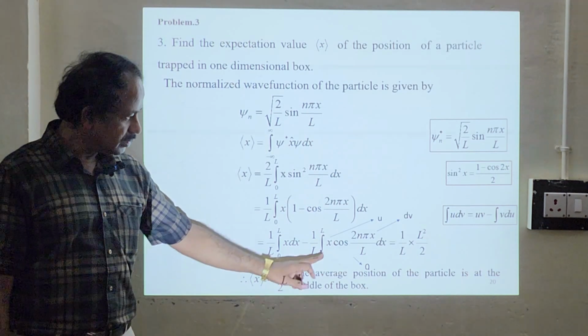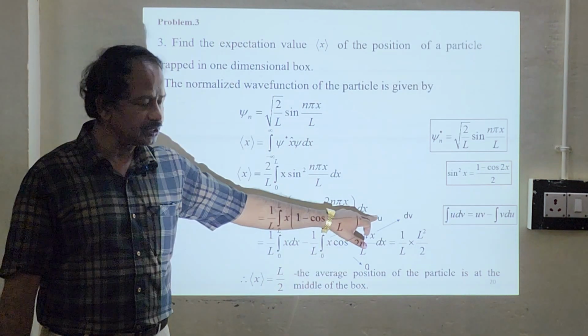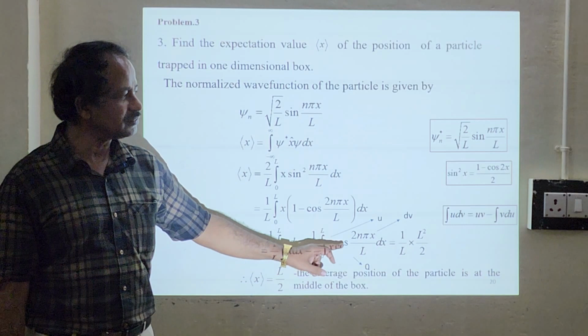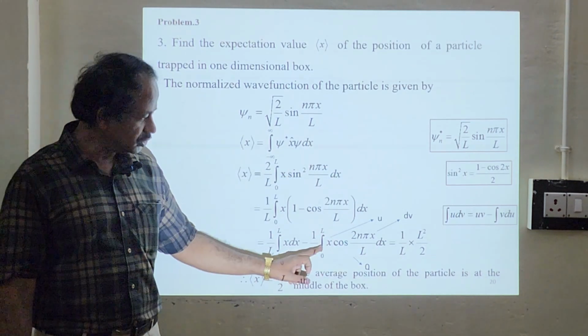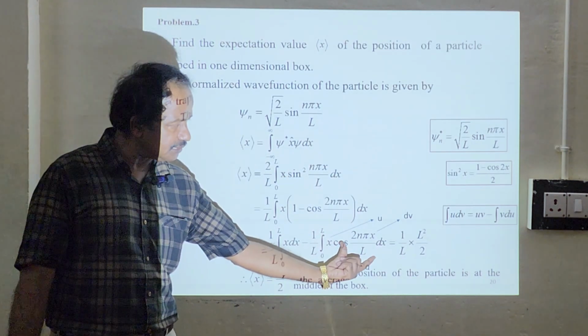Now we can solve this integration using the u dv method. Integral of u dv equals uv minus integral of v du. So as usual you will keep this as u, and this is nothing but dv.